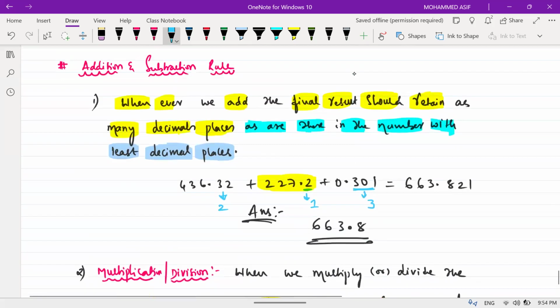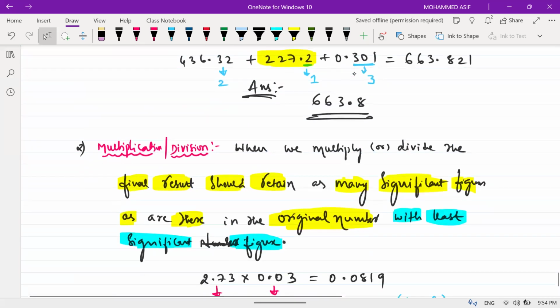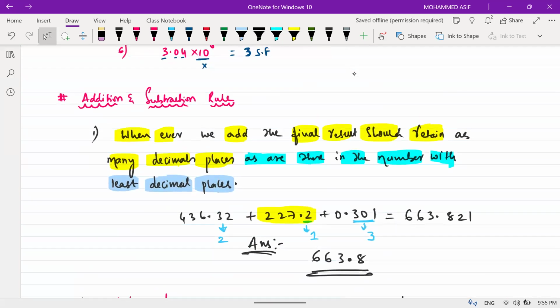So I hope you got an idea about your addition and subtraction rule as well as multiplication. In addition and subtraction, the number which has the least places after decimal, your final answer should also have that many places after the decimal. Like in this one, the first has 436.32, after decimal there are two numbers. The next has one after decimal. The next has 3. So your final answer should have the least number after decimal, that is 1. So 663.821 is written as 663.8.